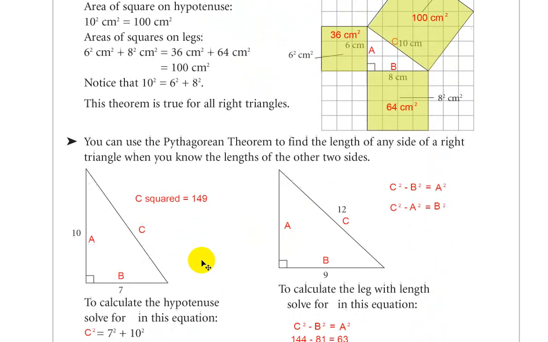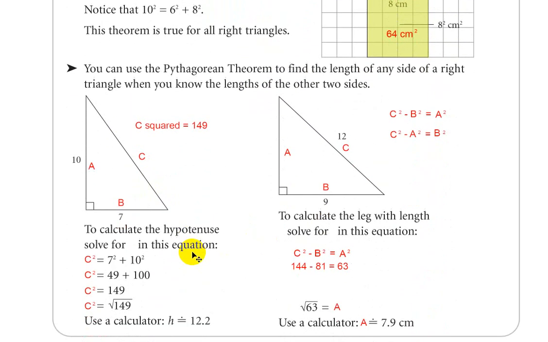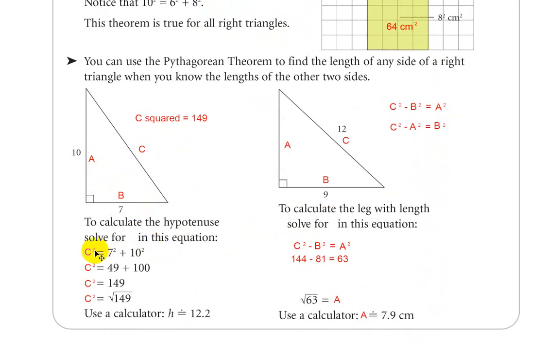Okay, so in this case, the first one here, we have a squared and b squared. So a squared is 100 plus b squared. So 100 plus 49 equals 149. Okay, and then I need the square root of that. So you've got c squared is, and it doesn't matter what order they go in. This is b and this is a in this particular example. I'm adding them together. So 49 plus 100, c squared is 149.